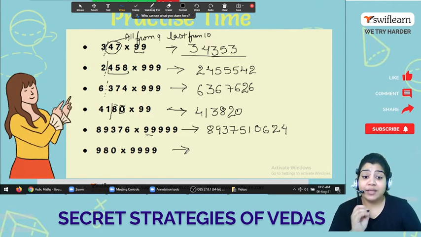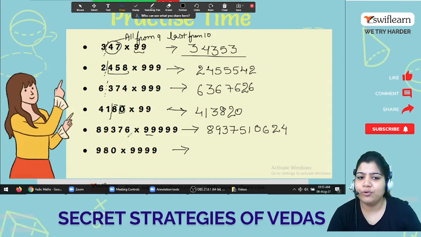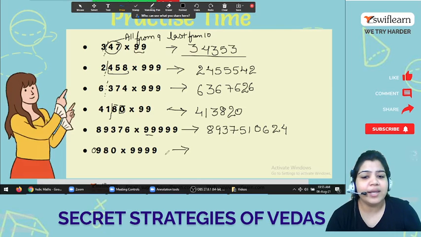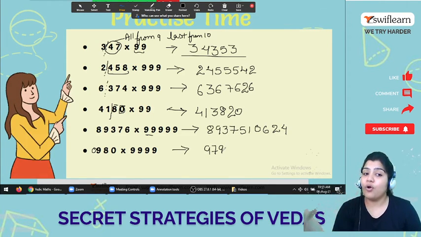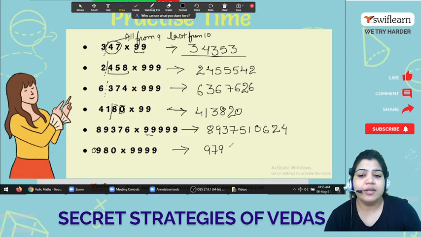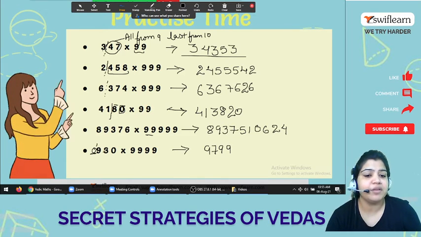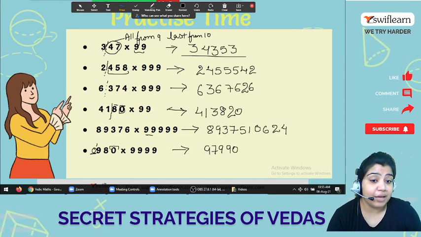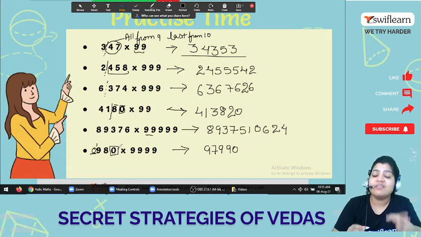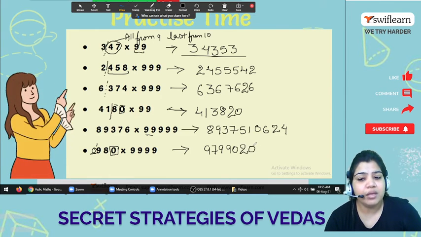Next one. Here we have 4 9s, 3 digits in the multiplicand. What do we have to do? Place 0. One less, so 979, and then all from 9, last from 10. 9 minus 0 is 9. Yes, we have to include this 0 also, 9 minus 0. And then 9 minus 9 is 0. And then if we have 0 in the last, the previous digit is considered as the last. So 10 minus 8 is 2 and this 0.